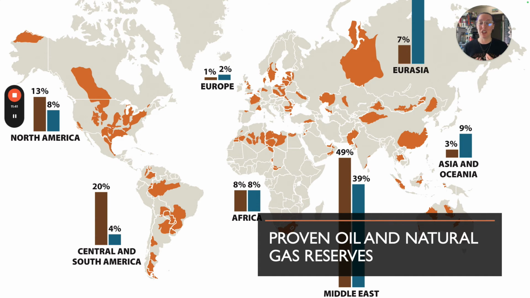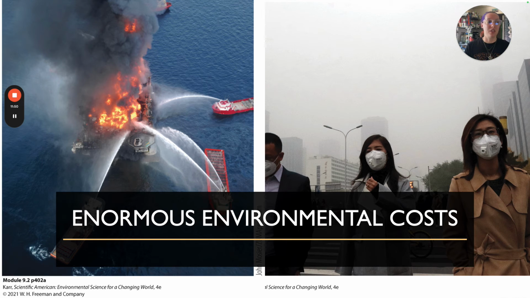So this really, really drives home this idea that we need to start looking for other methods of energy creation and use. On top of all of that, yes, it's monetarily relatively cheap to get oil and natural gases, but the environmental costs are enormous. The two pictures here are from your book. We're looking at the Deepwater Horizon spill and explosion on the left.